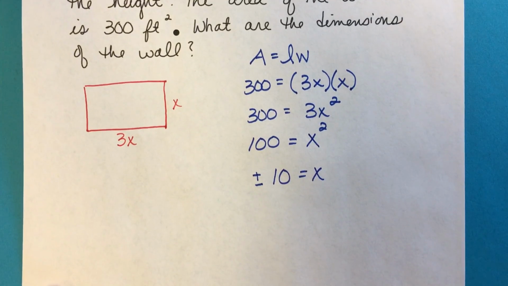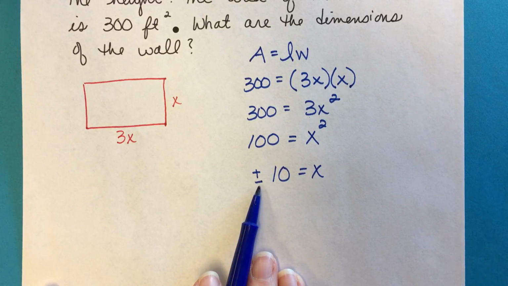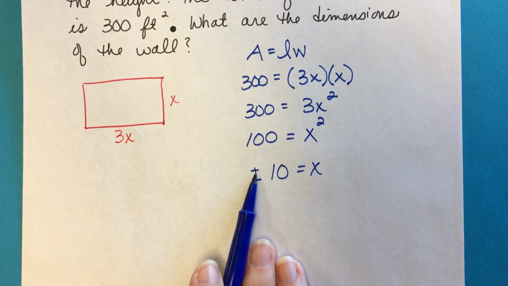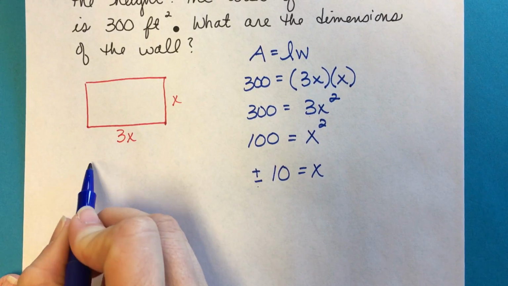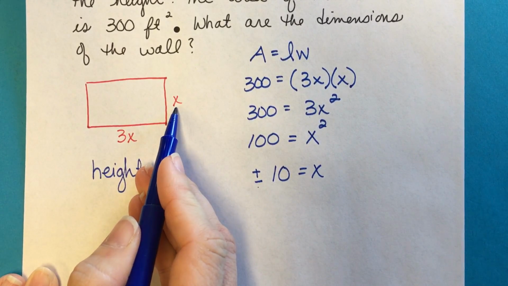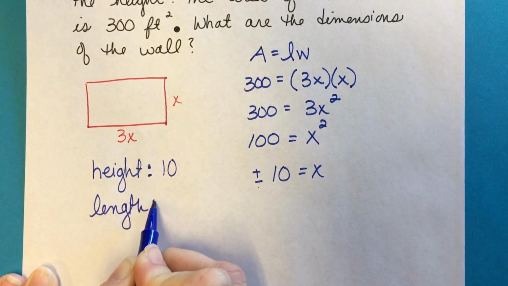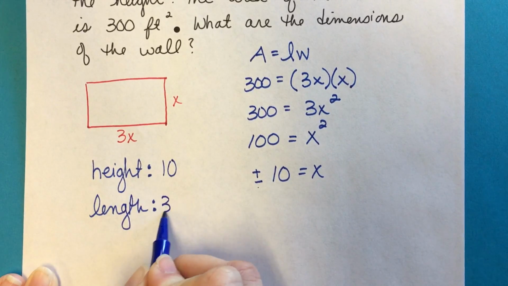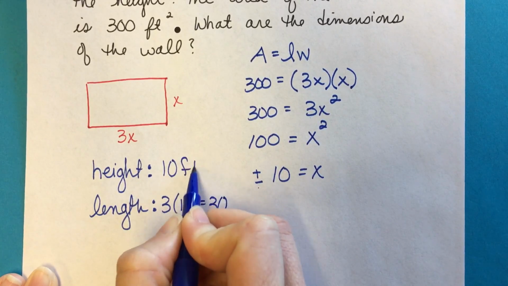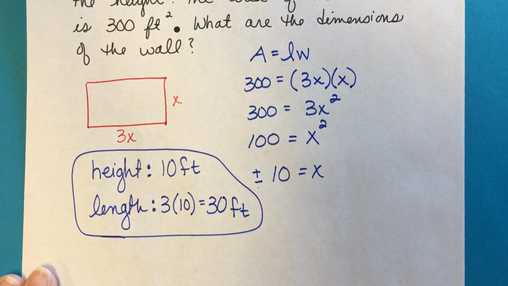Now, since x represents the height of this wall, the height of this wall is not going to be negative 10. So when you're getting your dimensions, you're only going to consider the positive 10 in this situation. So the height, which is just x, would be the positive 10. So the length is going to be 3x, so that means 3 times 10, which is going to give us 30. So 10 feet by 30 feet would be the dimensions for this wall.